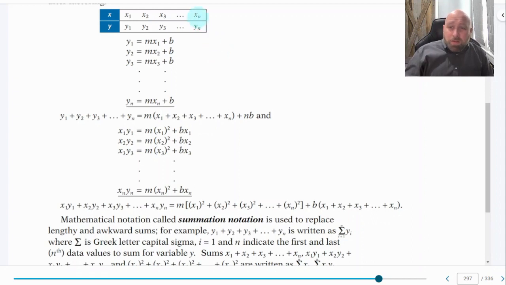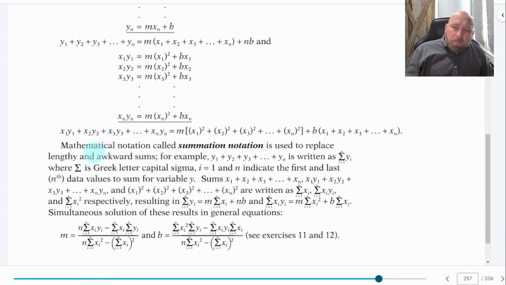So this could be happening 27 times. This could be happening 50 times. This could be happening 1,000,000 times. When it's a sub n, that means it's to any variable, any number, and every situation is going to be different. Every event, everything that you're graphing, is going to have a different number of values. So that's why it just goes x sub n and y sub n.